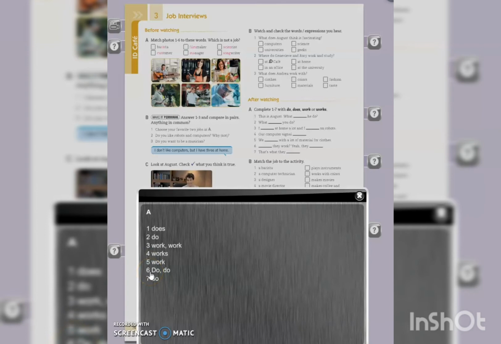6. Do they work? Yeah, they do. And number 7, that's what they do. These are the words you have to use to complete these sentences. And remember, practice the sentences. Read the sentences in order to continue practicing your pronunciation. This is very important for you. You have to continue practicing pronunciation.